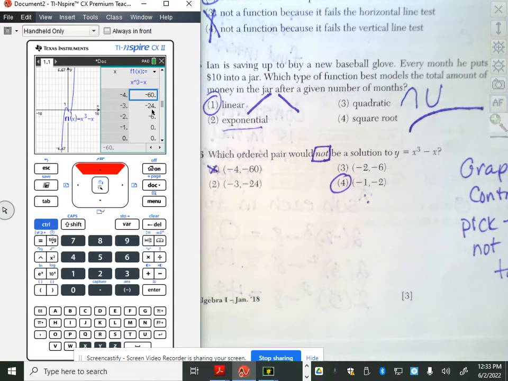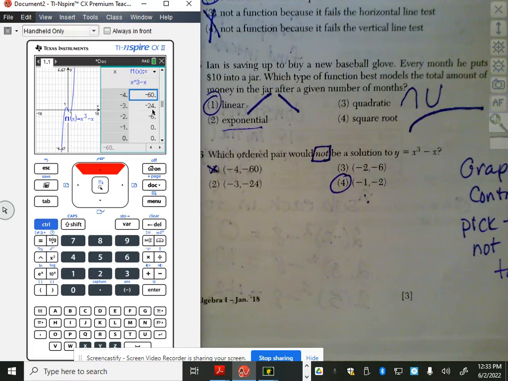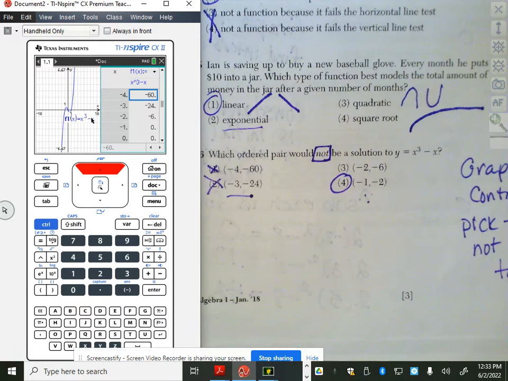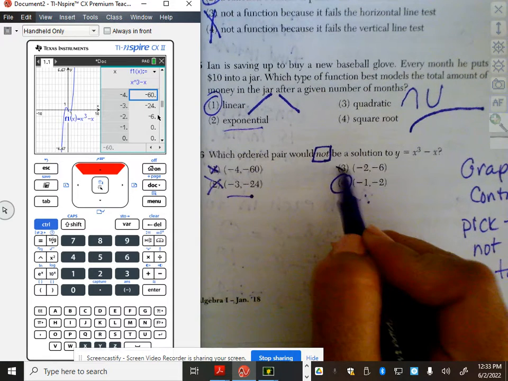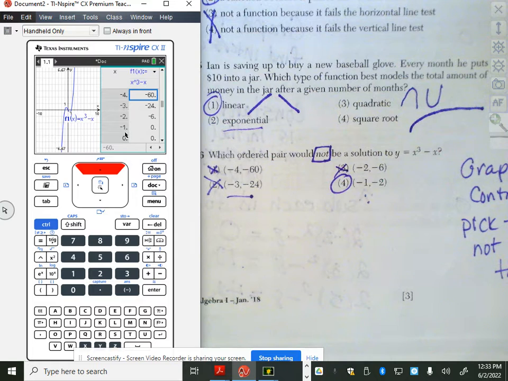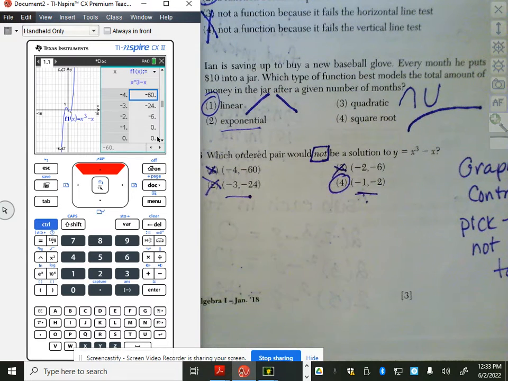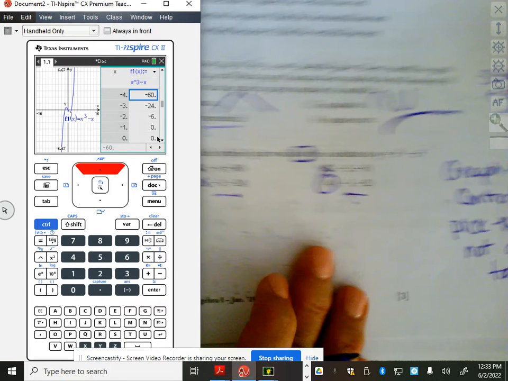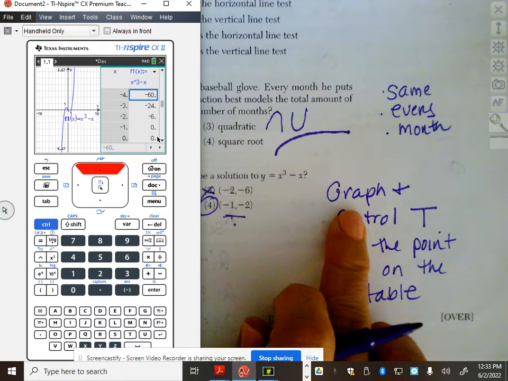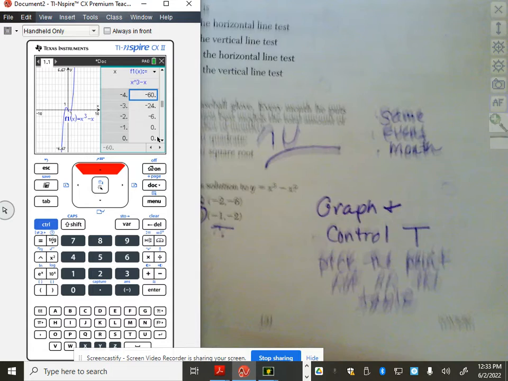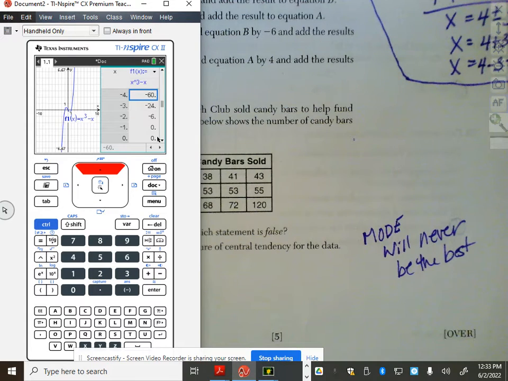The next one is -2, 4. That is on the graph, so that doesn't work. For the next one, it's -2, -6. That is on the graph, so that doesn't work. So we know it has to be choice 4. And the point that should be on the graph is -1, 0. And we were given -1, -2. So it's as simple as putting it into the graph and then Control T to look at your table of values. Let the calculator help you.